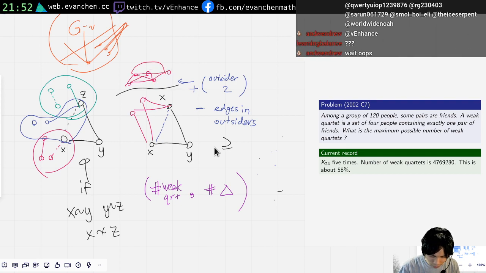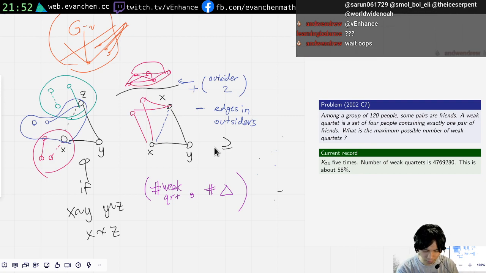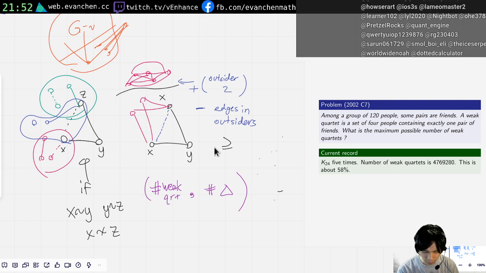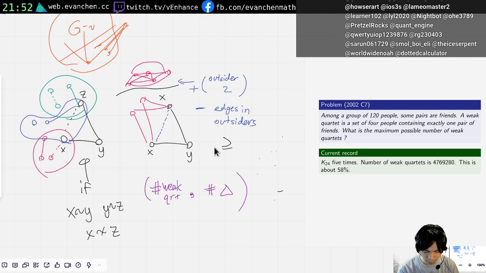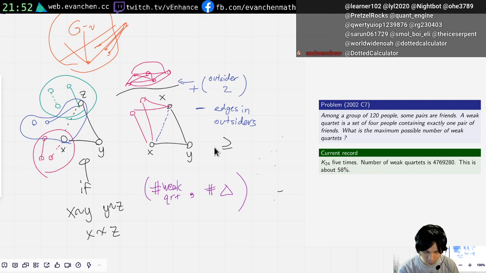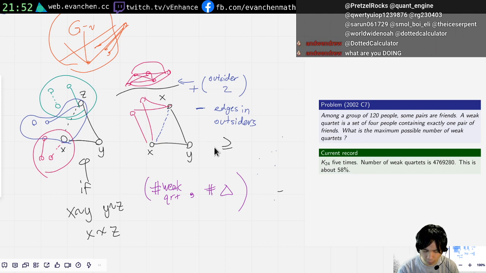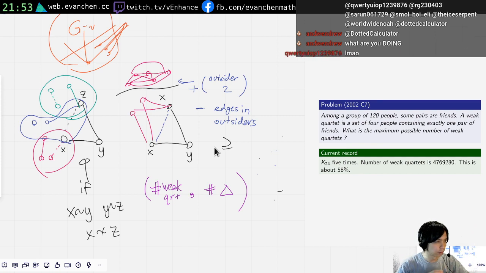But it should terminate, right? Yeah, in order for it to not terminate, you need to have... So, if I ever do this operation and the number of weak quartets does not increase, that means I created a clique, and I can zoom in onto that smaller area.